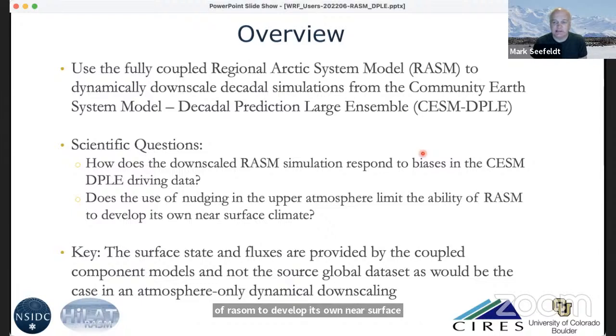The key is that the initial lateral and nudging forcing conditions from the CESM DPLE are applied only to the atmosphere above the surface. The surface state and fluxes are provided by the coupled component models and not the source global data set, as would be the case in an atmosphere-only dynamical downscaling.